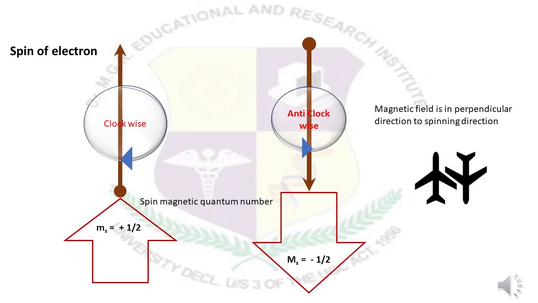So we represent here that ms is equal to plus half, the magnetic quantum number is plus half, if it is in the clockwise direction. It will be minus half if the spin is in the anti-clockwise direction. So if the magnetic field is in the upward direction for plus half spin quantum number, the magnetic field will be in the downward direction, exactly the reverse of it, if the magnetic quantum number is minus half. So we represent the spin of electrons, magnetic field and magnetic quantum number in this way.